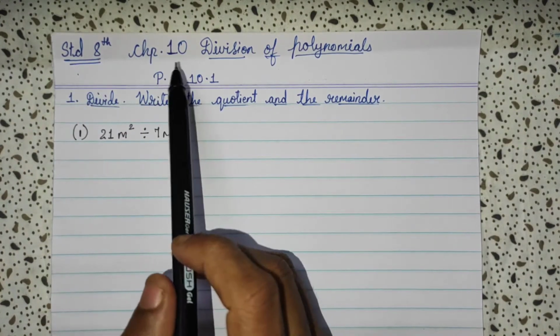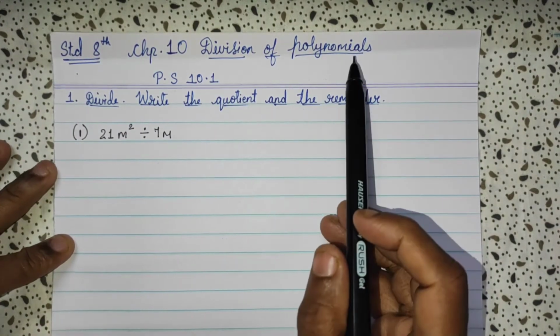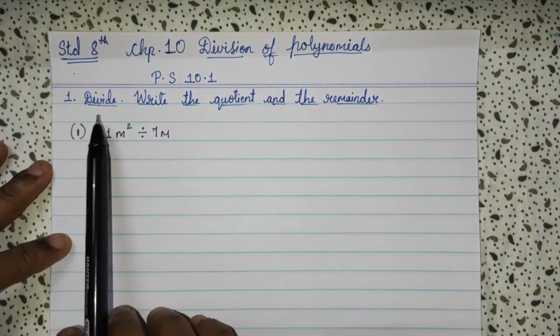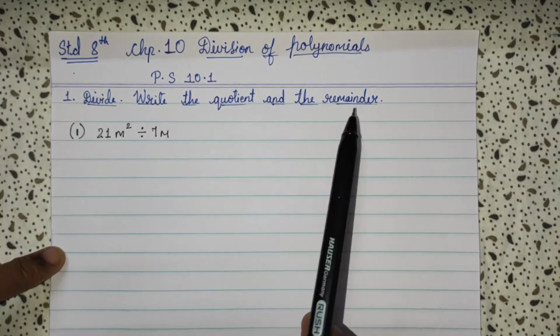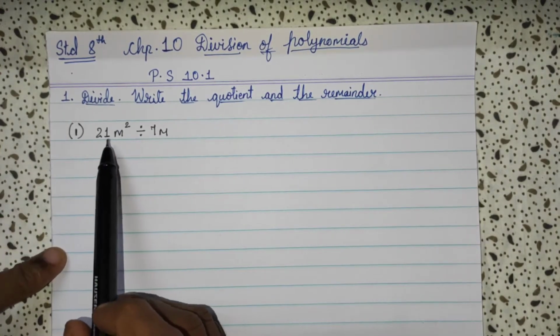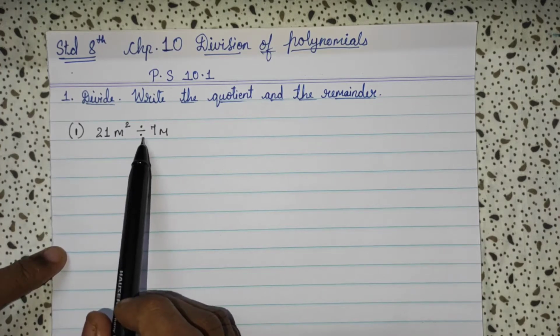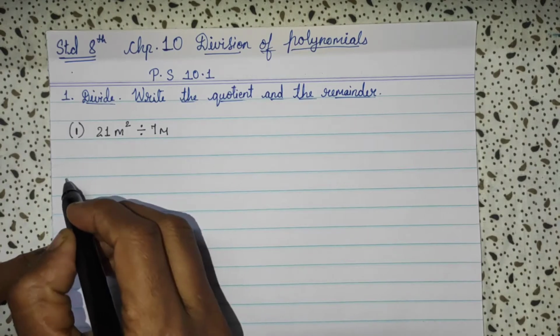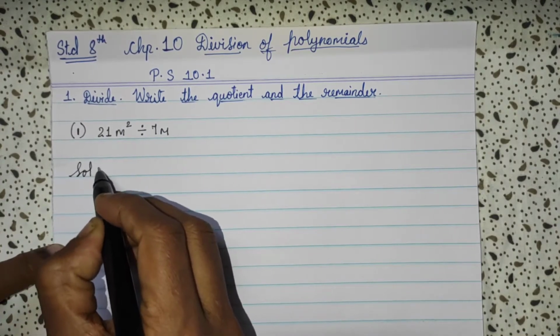Standard 8, Chapter 10, Division of Polynomials. Practice set 10.1. Divide, write the quotient and remainder. Okay, so the first question is 21m square divided by 7m. So, let's see how to solve this sum.